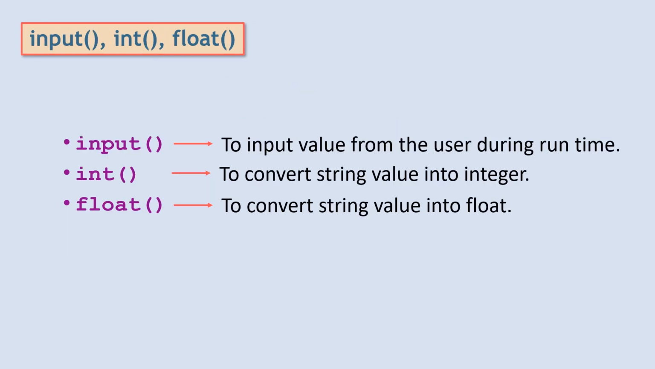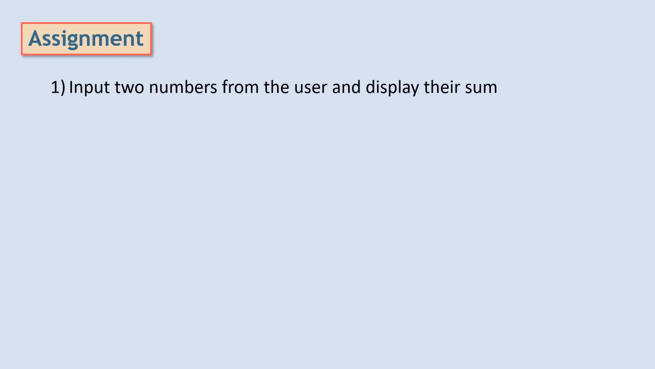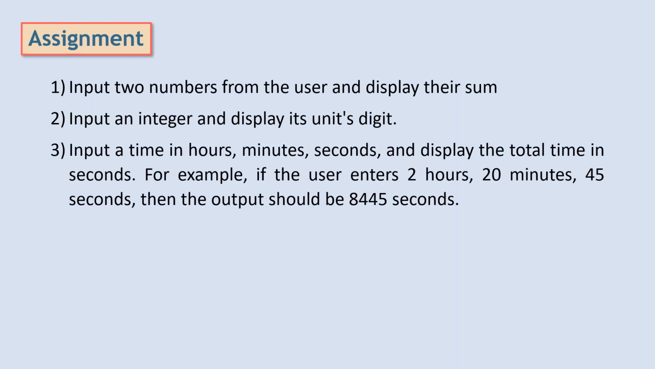With this, we understand the concept of input, int and float functions. Can you write the following programs now? First, to input two numbers from the user and display their sum. Second, input an integer and display its units digit. Third, input a time in hours, minutes and seconds and display the total time in seconds. For example, if the user enters 2 hours, 20 minutes, 45 seconds, then the output should be 8445 seconds.